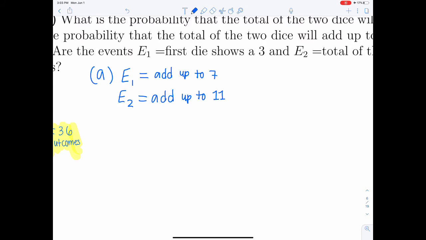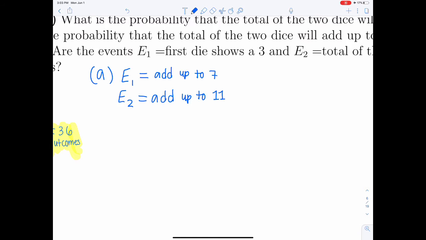And then for 11, if you think about it, we only can really get 6 and 5 and 5 and 6. So there are 2 different outcomes. So we want to calculate the probability of 7 or 11.